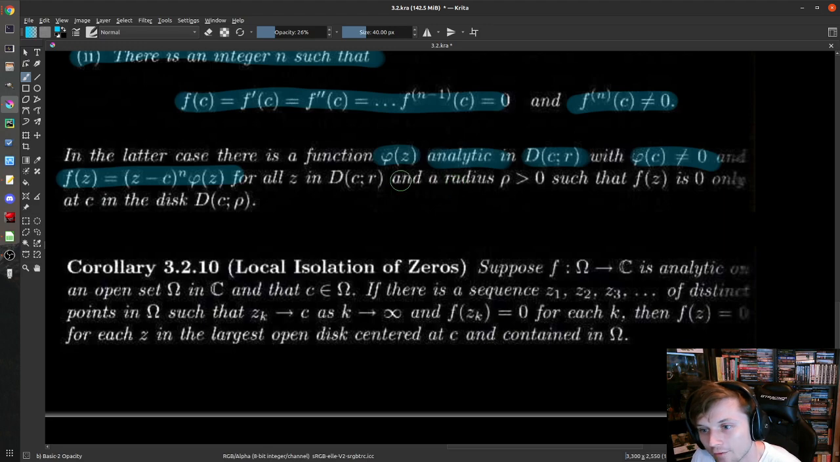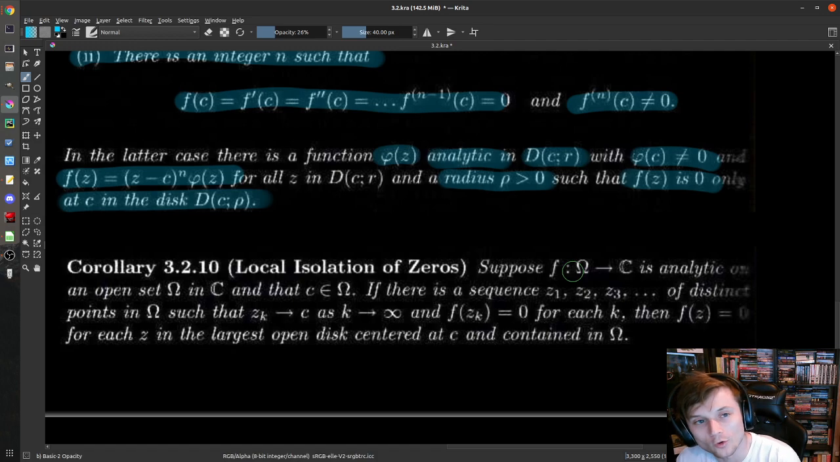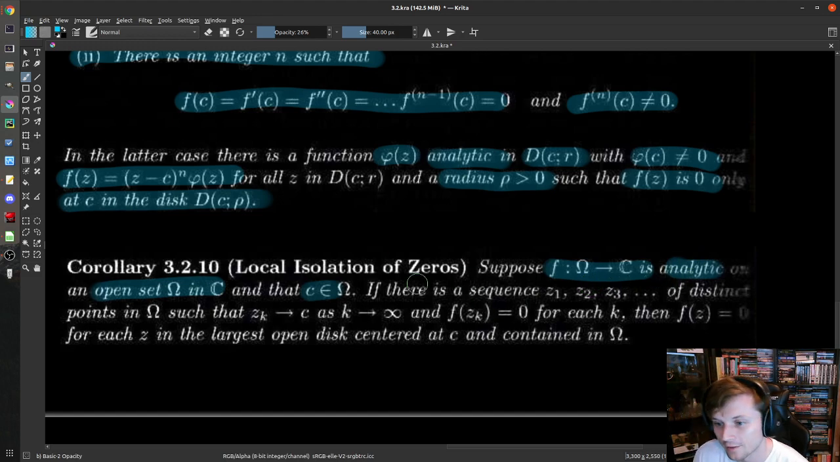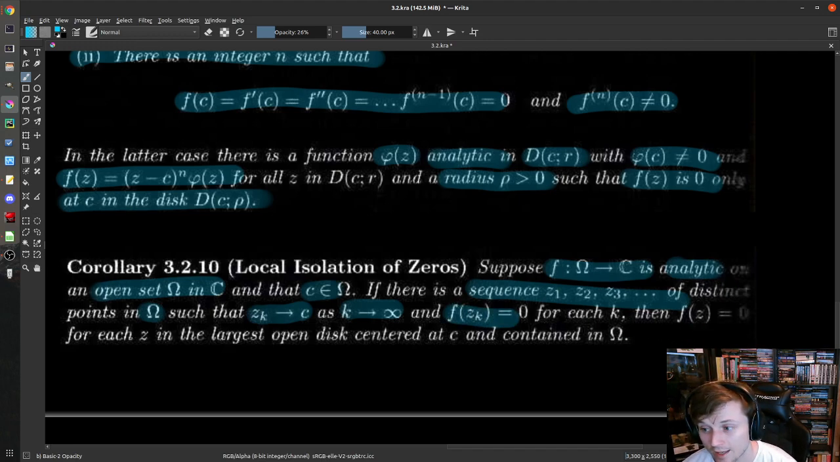The corollary, the way of saying this idea that there's a radius rho such that f of z is 0 only at C in this disk, is to say that the zeros are locally isolated. If you have an analytic function on the same setup, analytic open set omega in the complex plane, C a point in omega, the way of thinking about this is that if you have a sequence of distinct points in omega, z_k's, that converge to C as k goes to infinity, and f is 0 at all of these z_k's, then f is 0 on the largest open disk centered at the point C contained in the domain of analyticity.